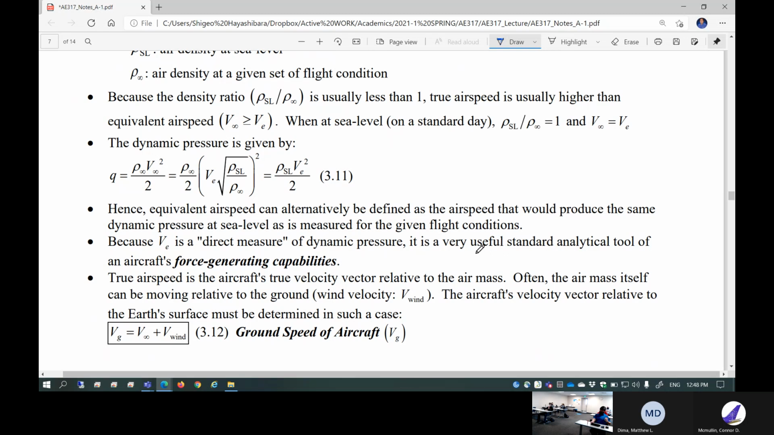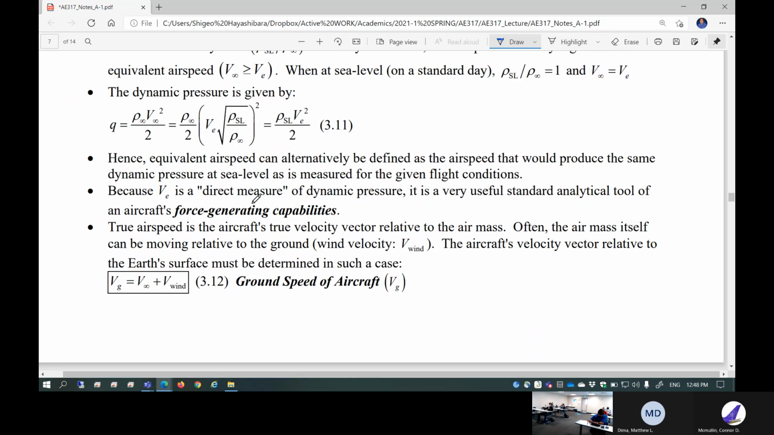So that's why this is about aircraft force generating capabilities. That's what the equivalent airspeed really means. So oftentimes this is important for your design purposes. How good your airplane is can be judged by looking at the equivalent airspeed after you design it and present it to your customer. Okay. All right. Then at the very end, true airspeed needs to be converted to ground airspeed.